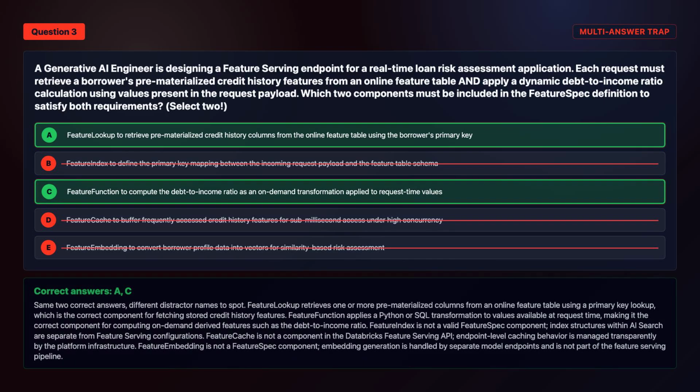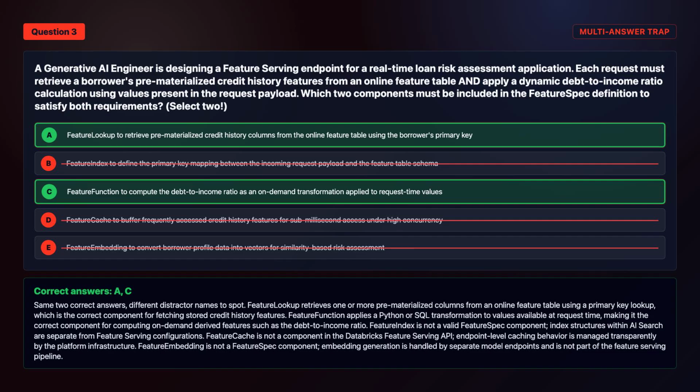The correct answers are option A and option C. Same two correct answers, different distractor names to spot. Feature lookup retrieves one or more pre-materialized columns from an online feature table using a primary key lookup, which is the correct component for fetching stored credit history features.